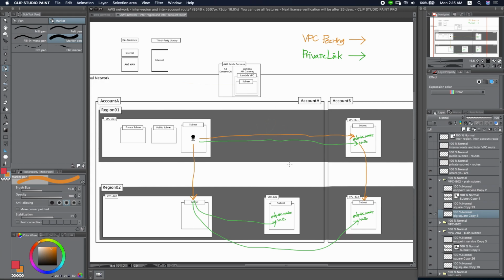So this is the end of this video. This is the solution you have for cross-account and cross-region traffic.